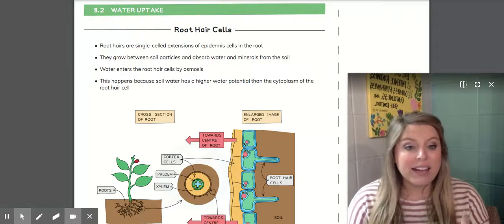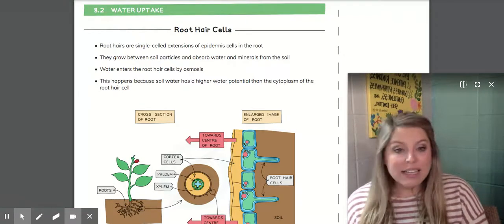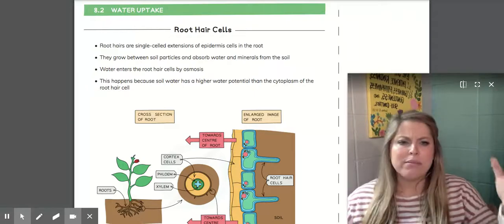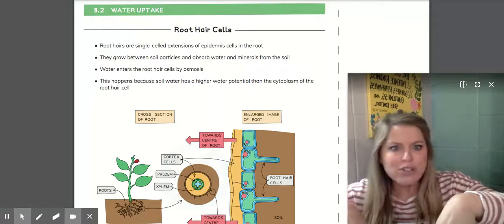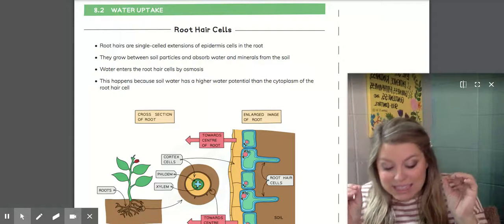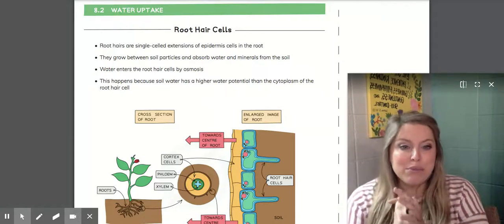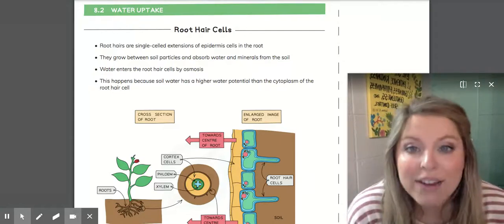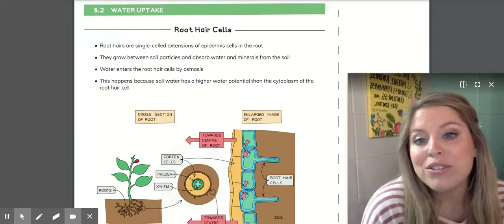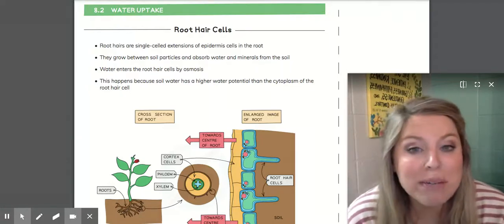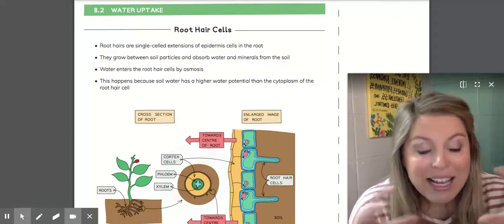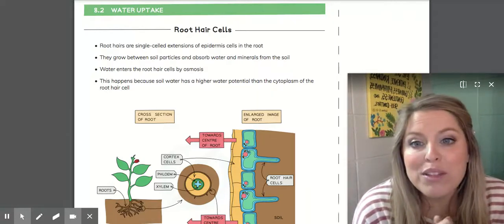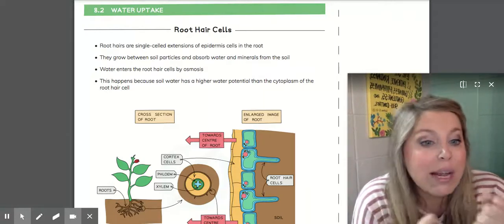The root hair cell. So when we're looking at a plant, most of y'all know plants have roots. They grow down into the ground in the soil. At the end of the roots, we have a very important structure called the root hair cell. Now, these are single-celled extensions from the epidermis that are attached to the ends of the roots, and they grow between the soil particles and help absorb water and minerals from the soil.